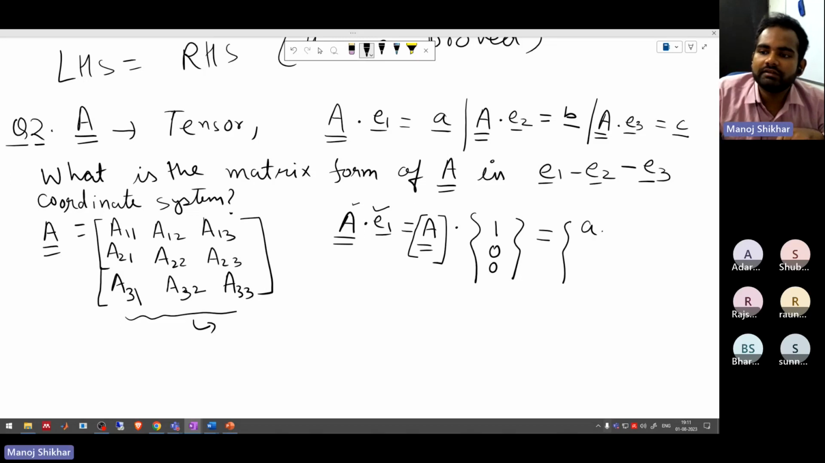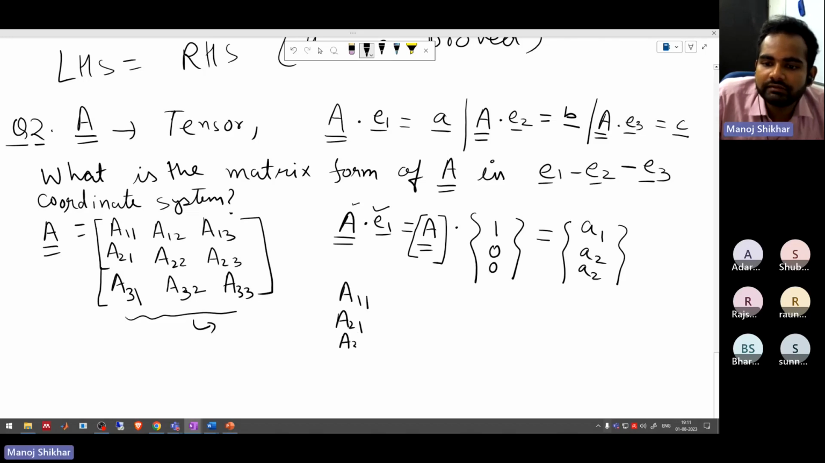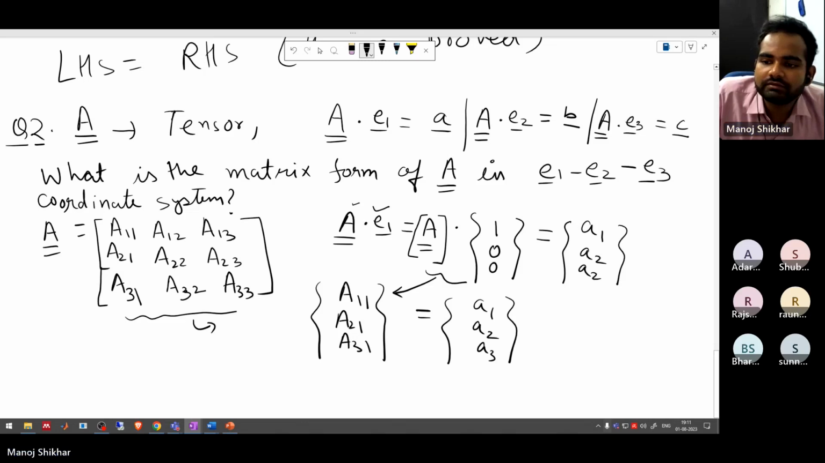So it is given a. So we can write a as a1, a2, a3 here. So if you do the matrix multiplication, what will you get? You will get A11, A21, A31. You will get this from this part, equal to a1, a2, a3.